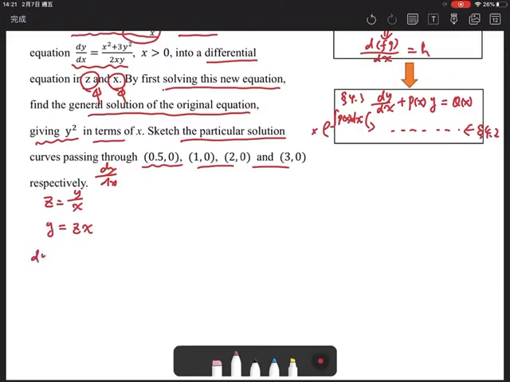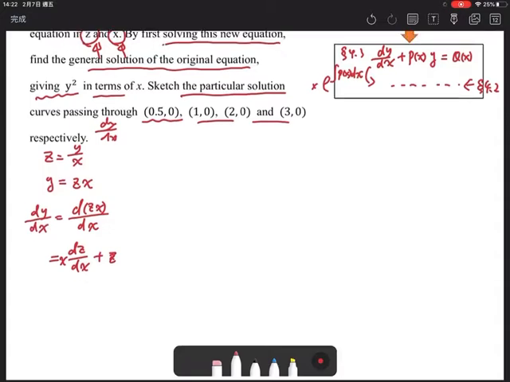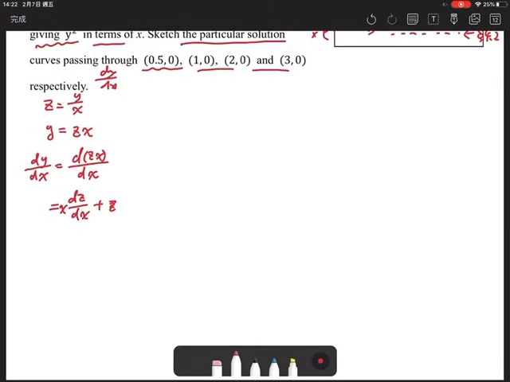So dy by dx equals d(zx) by dx. Using the product rule, it becomes dz by dx times x plus, keeping z, dx by dx, which is 1. So it becomes z only. So we express dy by dx in terms of z and x only, and now we can replace dy by dx by this term.